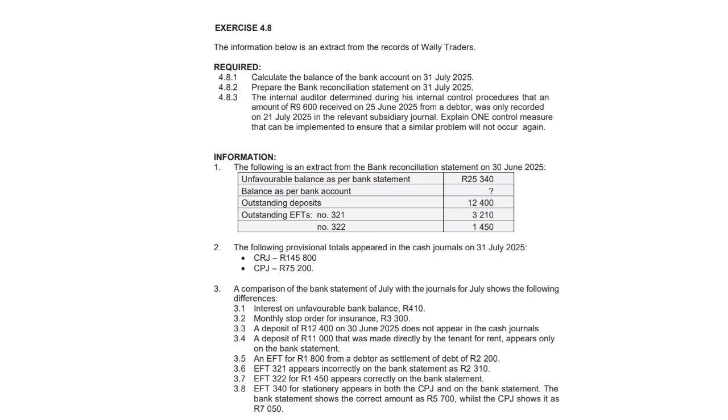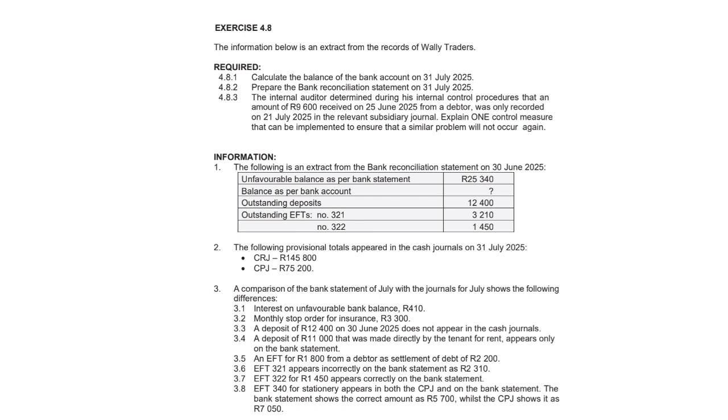And 4.8.3. The internal auditor determined during his internal control procedures that an amount of 9,600 Rand received on 25 June from a debtor was only recorded on 21 July 2025 in the relevant subsidiary journal. Explain one control measure that can be implemented to ensure that a similar problem will not occur again.